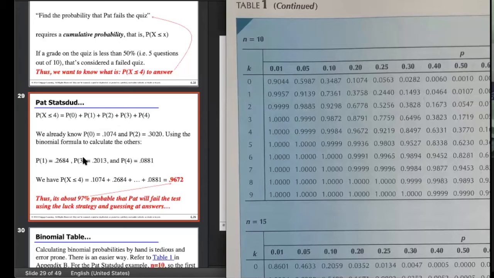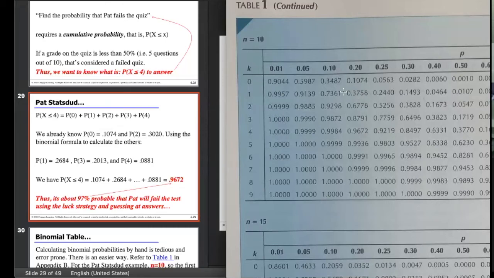We had here, again, 0.2684. That's what we calculated with the formula. If you look in the table, it's 0.3758. Does it mean that the formula or the table is wrong? No. Why do we observe different values?